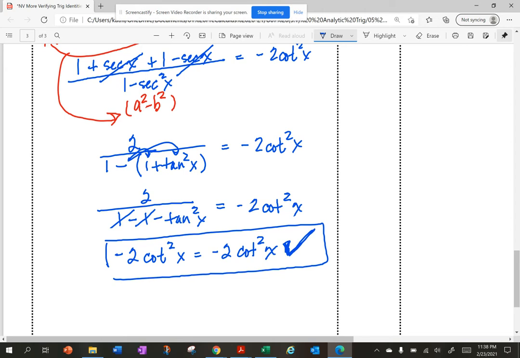Okay, so I want to really look out for and recognize the difference of squares, the factored form, and the non-factored form.